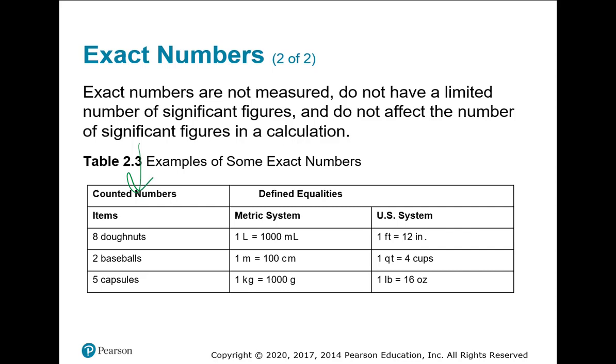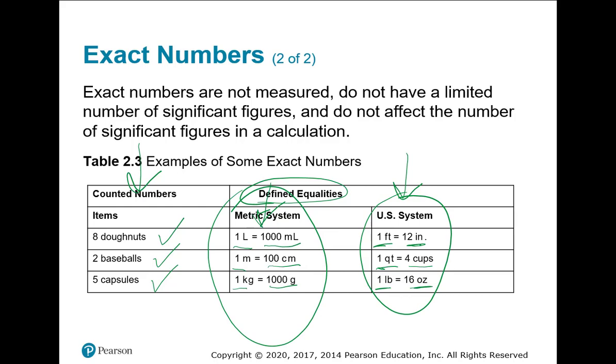Here's some examples of counted items. If I counted that there were 8 donuts or 2 baseballs or 5 capsules. Here's some examples of those defined equalities. Like I said, 1 liter is 1,000 milliliters. 1 meter is 100 centimeters. 1 kilogram is 1,000 grams. Or if I'm using just the US system, 1 foot is 12 inches. 1 quart is 4 cups. 1 pound is 16 ounces. But you have to stay within the same system.